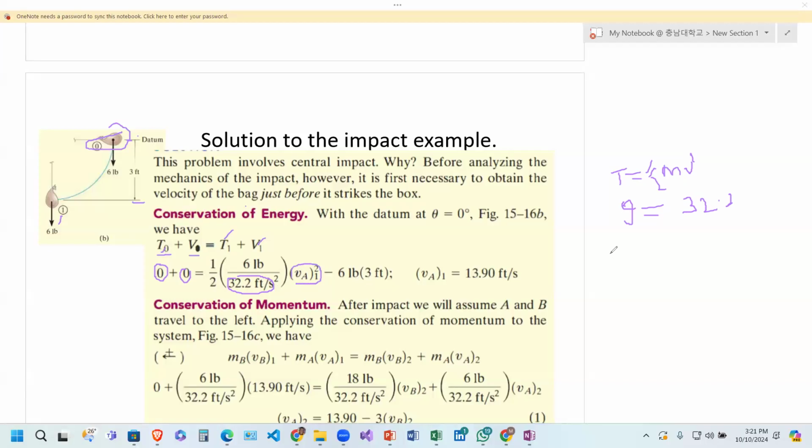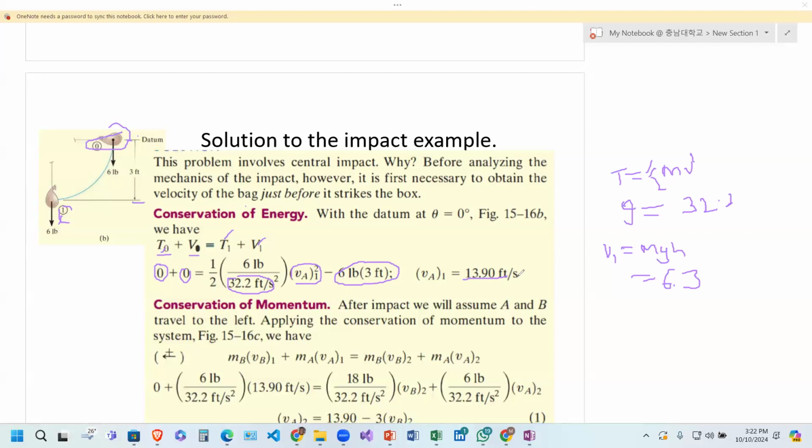But remember, also we know that our V1 at that point, that is potential energy, is given by mgh, whereby mg is the weight, which is the 6 pounds. Now we multiply by h, which is the 3 feet. So that's why we have this, but it is negative because the work done against this is in the opposite direction. So now from there, we equate these two equations, and we are able to find our velocity at point one being equal to 13.9 feet per second. Okay, so now we know the velocity of that particle.